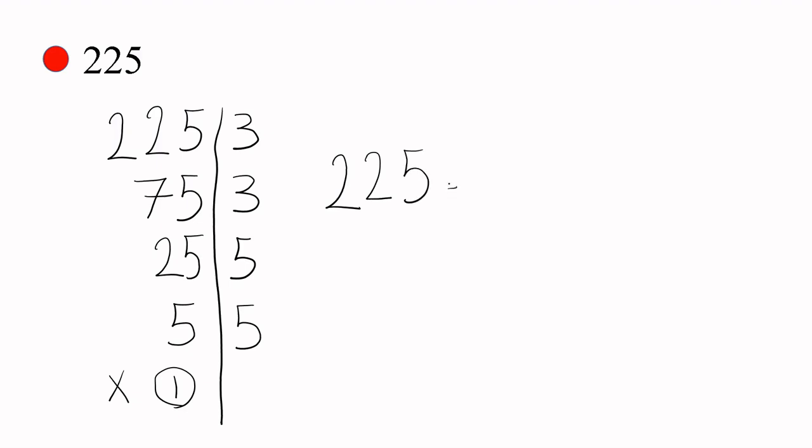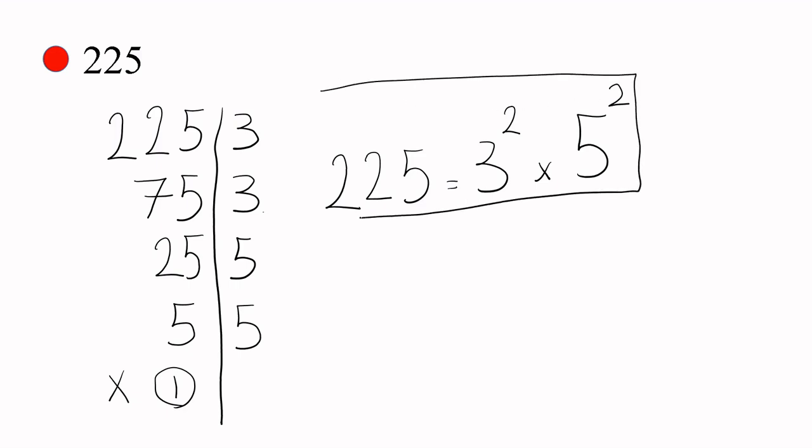So I can write 225 as, look, I'm going to write the final answer in one step. I have two 3's, so 3 to the power of 2 times, and I have two 5's, 5 to the power of 2. This is the prime factorization of 225.